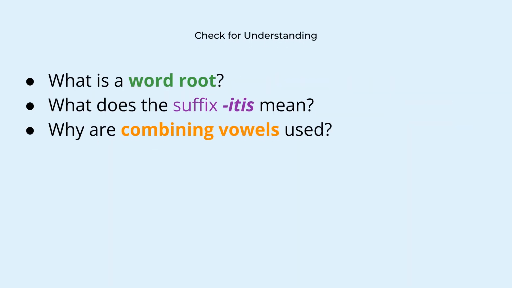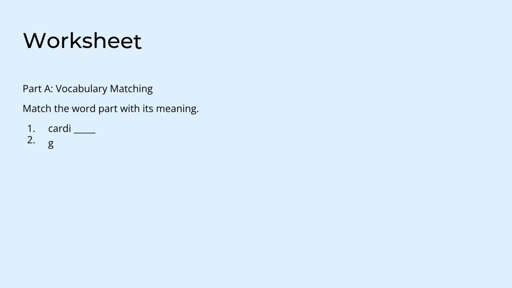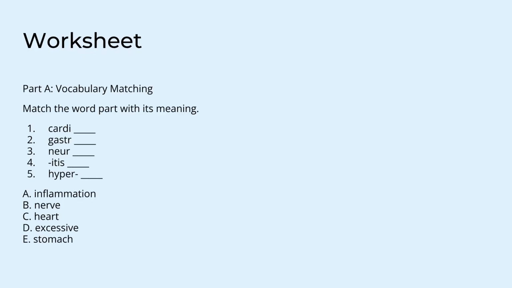Take a moment to review what you've learned by answering these questions before moving on. Pause the video and match the vocabulary. Let's check your answers. Number 1, cardi means heart. Number 2, gastri means stomach. Number 3, neur means nerve. Number 4, the suffix itis means inflammation. And number 5, the prefix hyper means excessive.